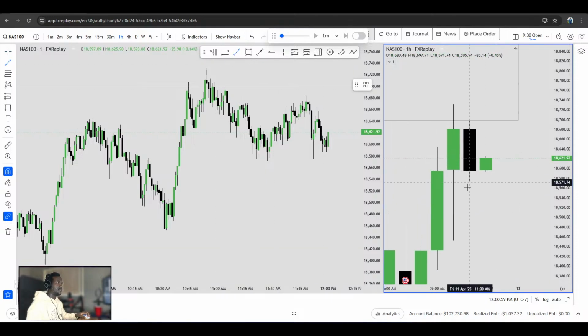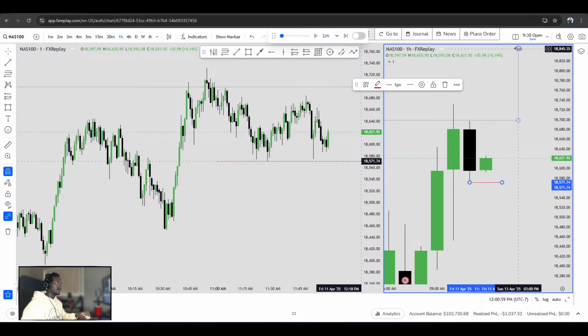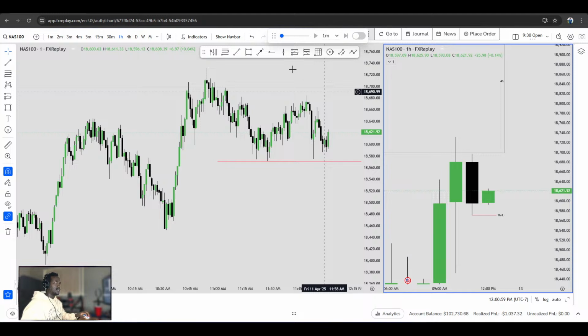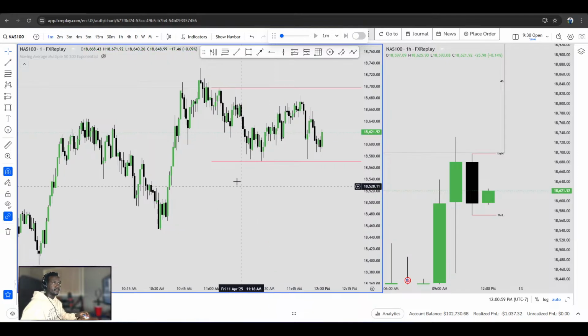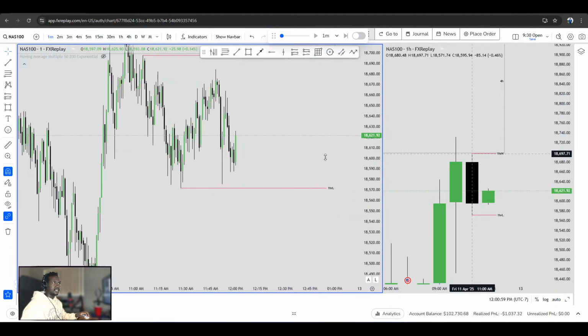So that's the previous 1 hour low, and that's the previous 1 hour high. Okay, so that's that right there.